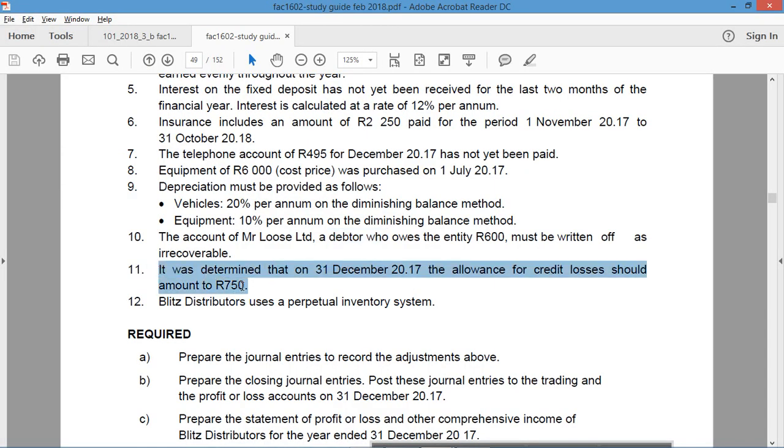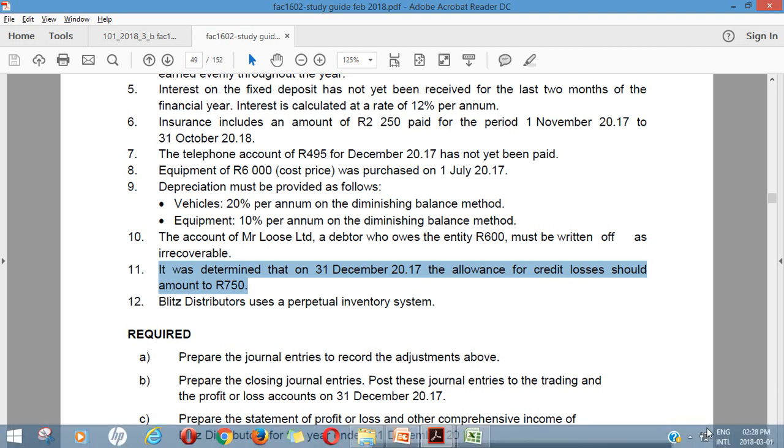Next one. Okay, you do this one while I plug in the power. It was determined on the 31st of December the allowance for credit losses should amount to... So allowances for credit losses will be debited because it's increasing. No. An allowance has what balance? A negative balance. A credit balance. Because it's a negative asset. So then the allowances for credit losses will be credited, if you're increasing it. Are you? Yeah. Okay.